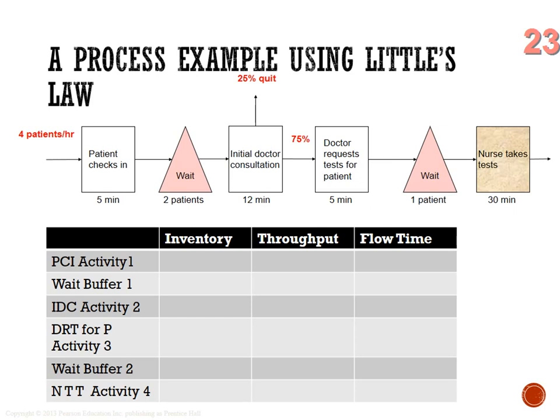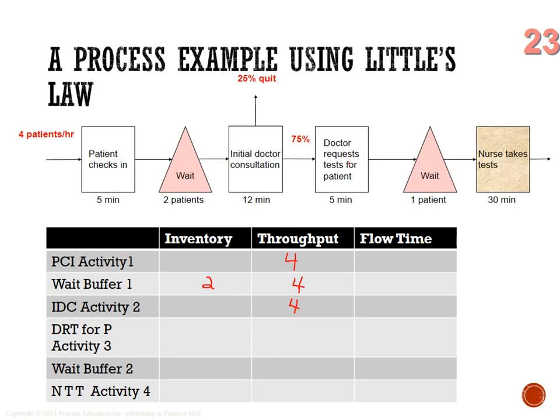Okay, so if we're going to fill that out, what's my throughput at the patient check-in? 4 patients per hour. Right, so I'm going to go 4 patients per hour. And how many patients are waiting? What's my throughput there? 2. Is that my throughput or my inventory? Inventory. So I have 2 patients waiting, but what's my throughput for that process? It's still going to be 4 because every patient that comes into the process still goes through that, right? What's my throughput for the initial doctor consultation? 4 because everybody's going through that.